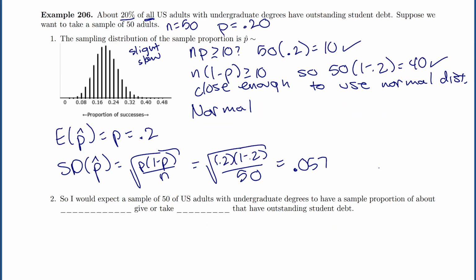So if I want to actually write this out, I would say p hat is distributed normally with an expected value of 0.2, and a variance of 0.057 squared. You can figure out what 0.057 squared is. Often we'll just write it like that because we know we really care about the standard deviation for all the rest of our formulas.